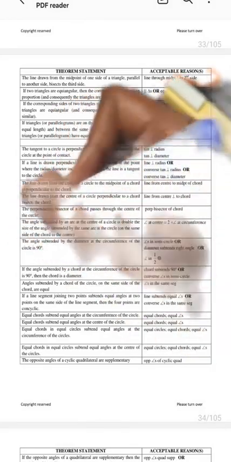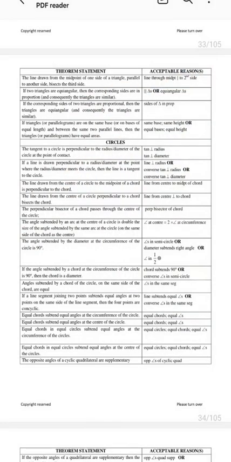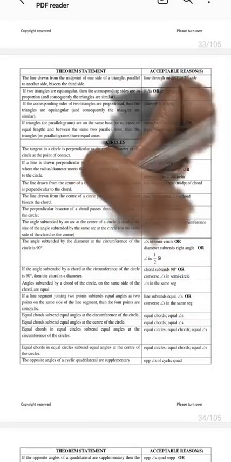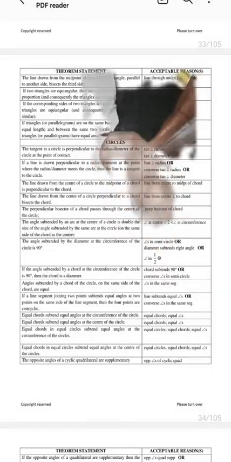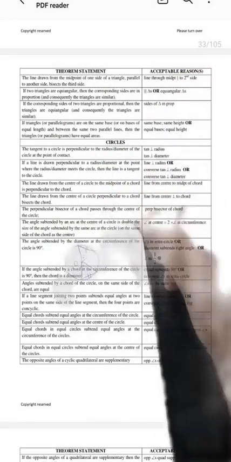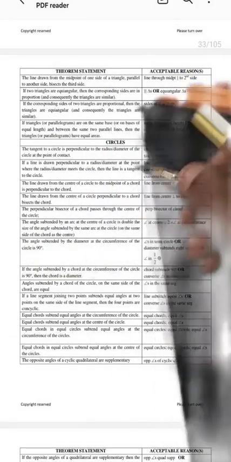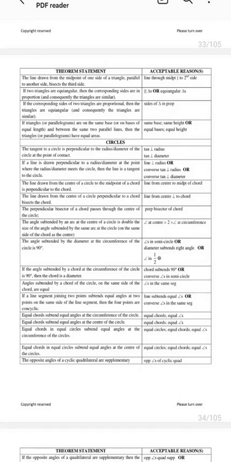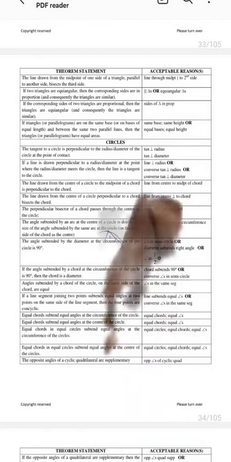Still, what are they saying? Equal chords; equal angles. Okay, you can see that they're using the symbol of angles. Then, equal chords in equal circles subtend equal angles at the circumference of the circle. You can see it says equal circles, equal chords, equal angles.